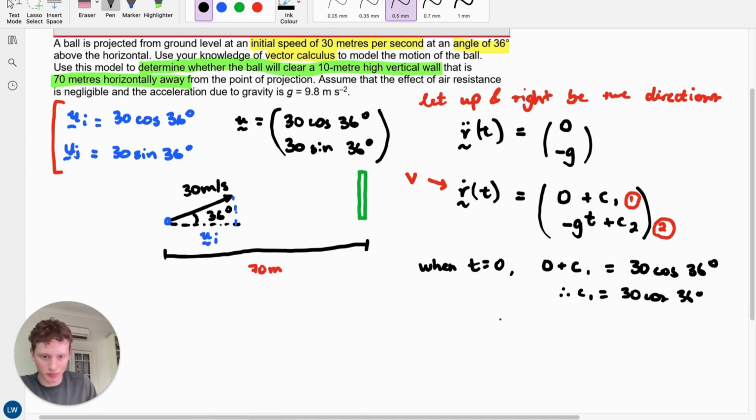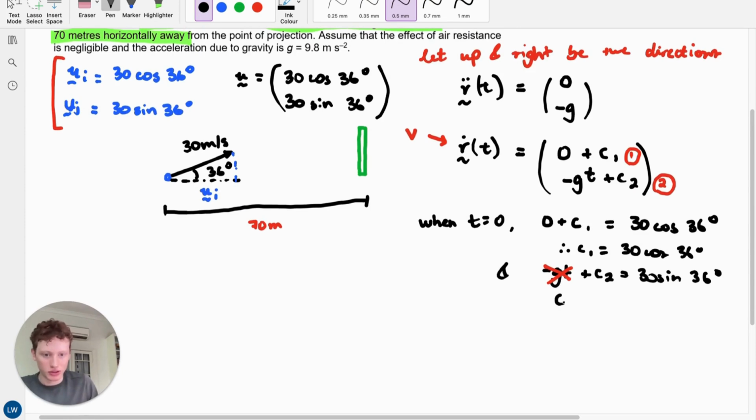Cool. Similarly, negative gt plus c2 is 30 sine 36. But remembering here, we're looking at when t is 0, so this is actually then 0, and so it's the same result. So c2 is just, again, our initial velocity. You don't necessarily need to go through that process to figure that out, but I think, again, it's good practice.